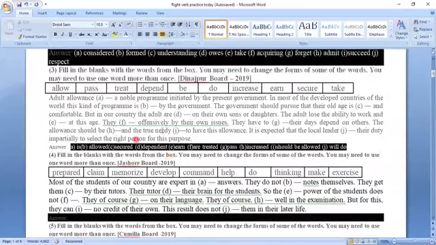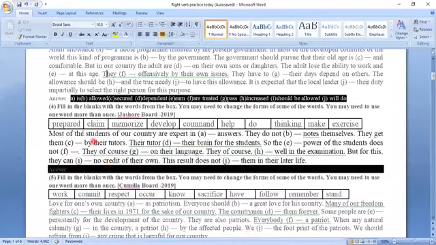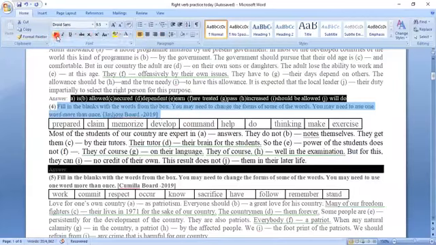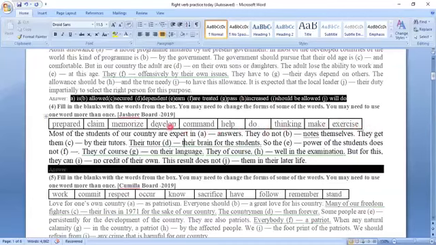Okay, so this is done. Now let us go to number 4. Fill in the blanks. Number 4 is given here, taken from Joshua Board 2019. Let's see the words: prepared, claim, memorize, develop, command, help, do, thinking, make, exercise. So these are the words. I hope all of you know the meaning of the words. It's very easy. Most of the students of our country are expert in.